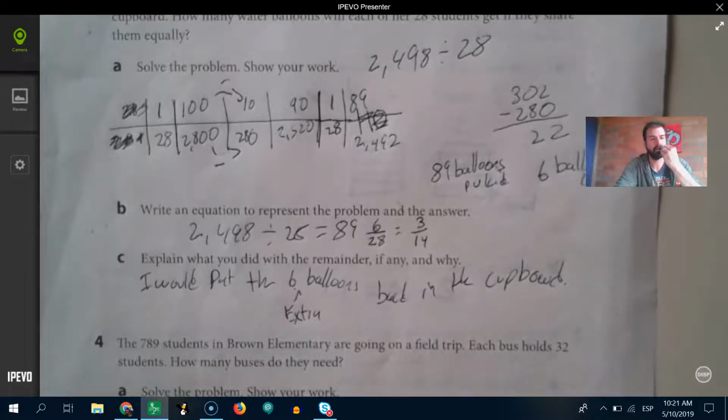So that's a 4 point. What would be a reasonable thing? You could do a raffle, I guess, to see who gets an extra balloon. What would you do? What would be reasonable with the extra balloons?